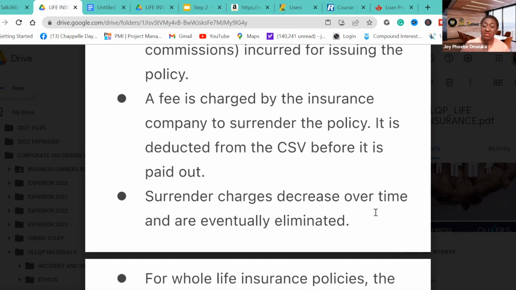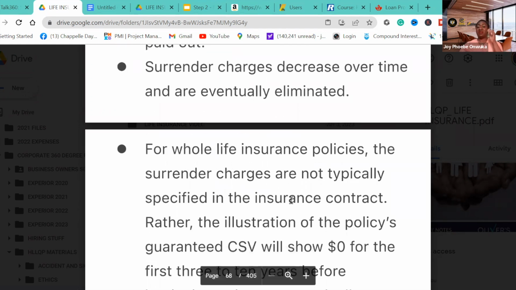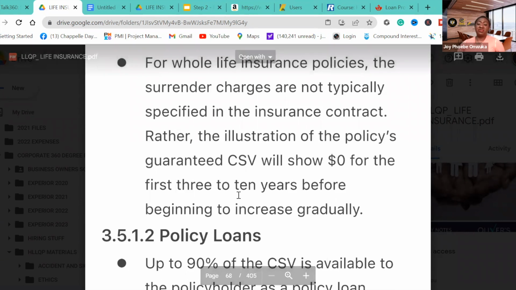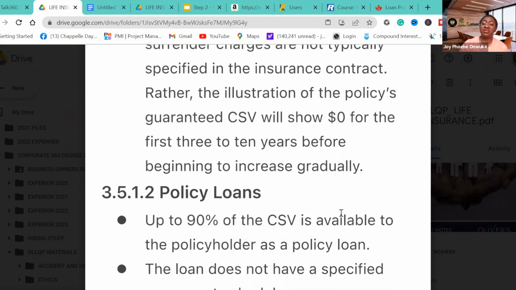surrender charges decrease over time and are eventually eliminated. Now, for whole life insurance policies, the surrender charges are not typically specified in the insurance contract. Rather, the illustration of the policy's guaranteed cash surrender value will show zero for the first 3 to 10 years before beginning to increase gradually.